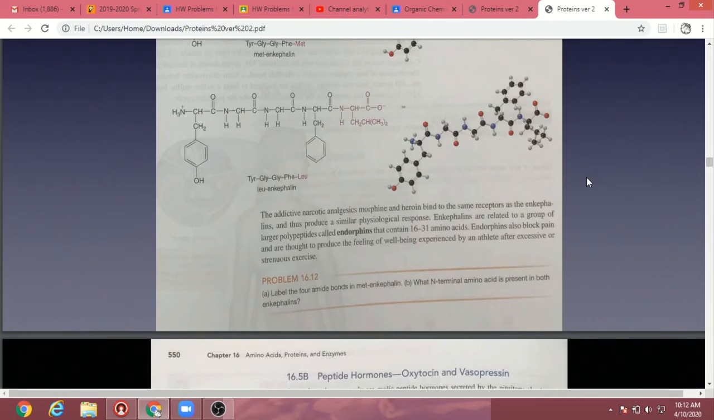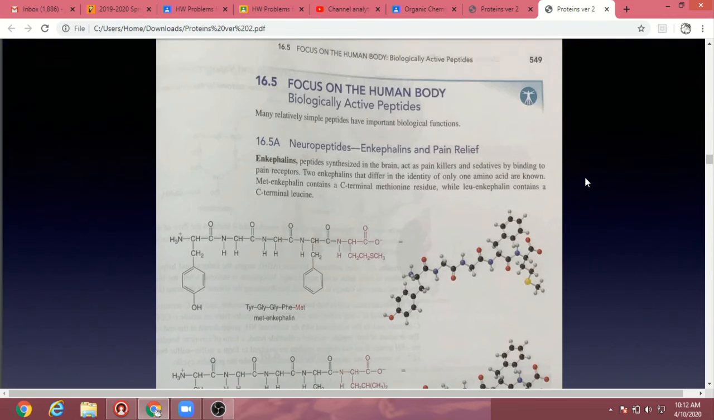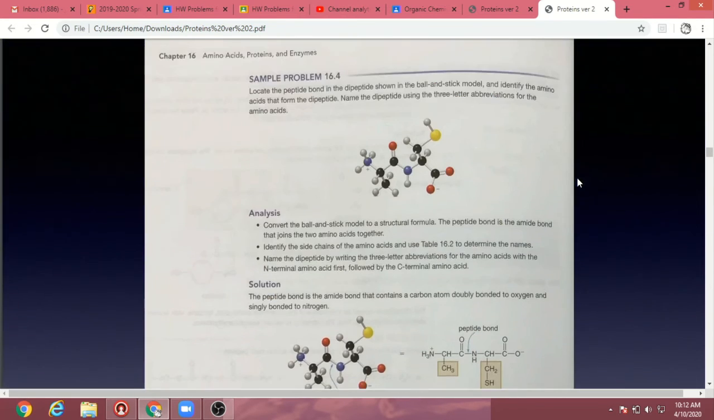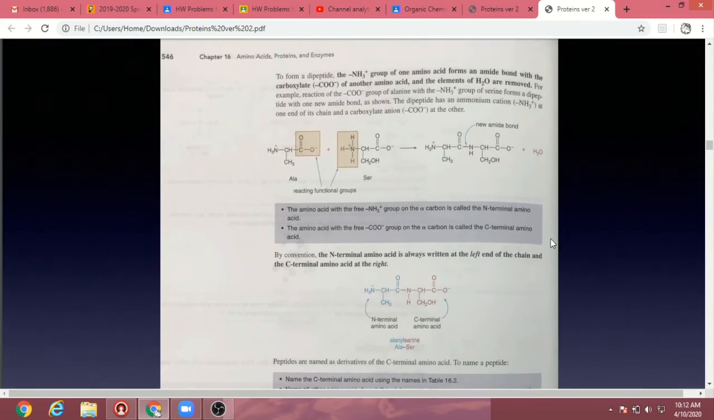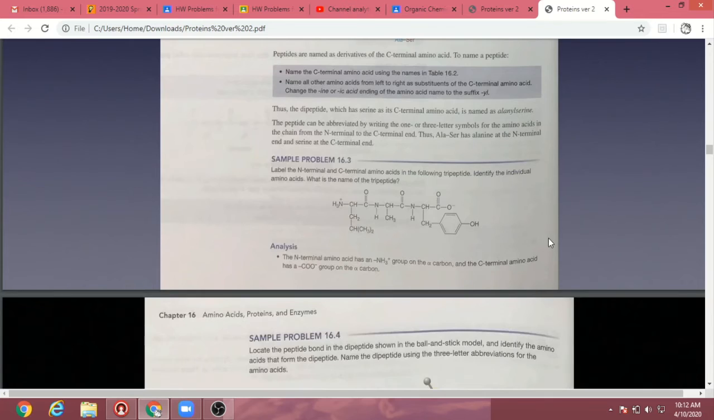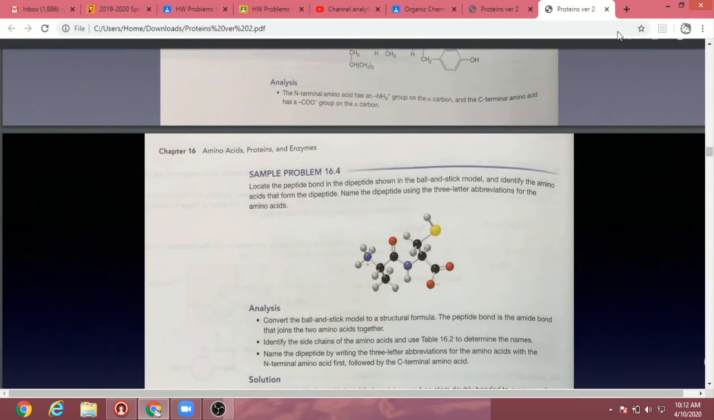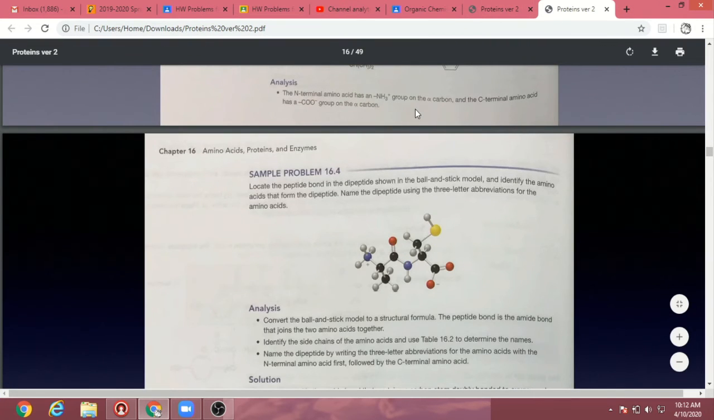546, 550, 549, 548. I'm missing a page, aren't I? I'm missing page 547. Oops. But you get the point.